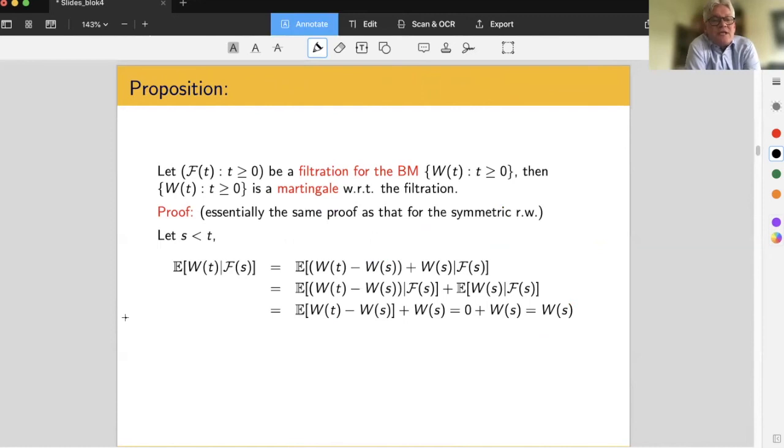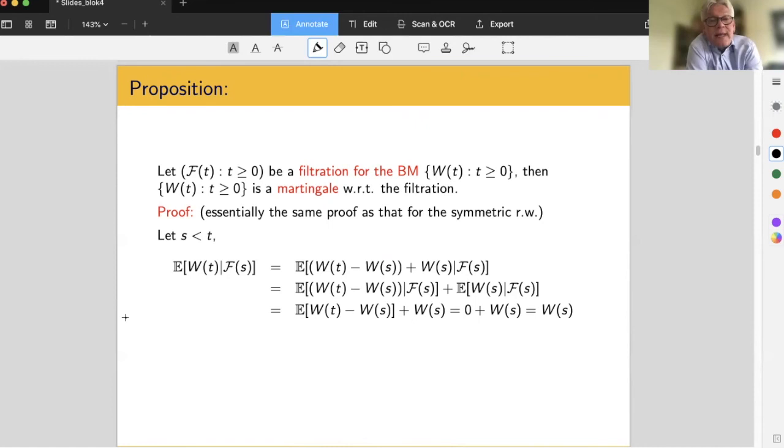Now we have the following proposition. We want to say something about the martingale condition and Brownian motion. You see that, in fact, we follow essentially the same steps as we did for the symmetric random walk, and we also follow the same techniques to prove things for this continuous process. Let F_t, t greater or equal to 0, be a filtration for the Brownian motion W_t, t greater or equal to 0. Then W_t is a martingale with respect to the filtration, and we can prove that as we always do.